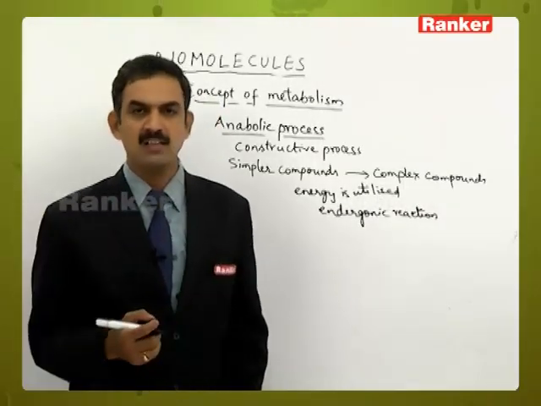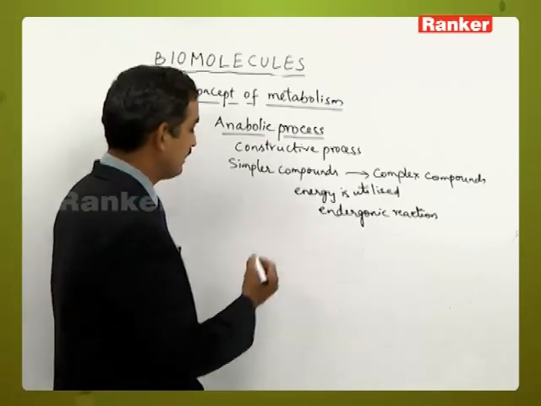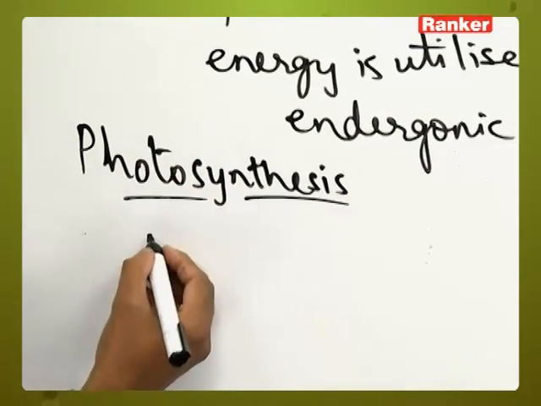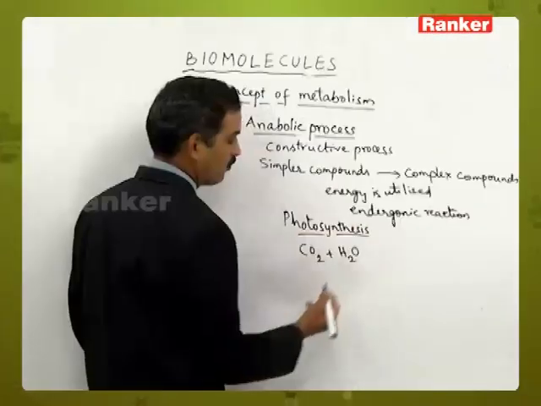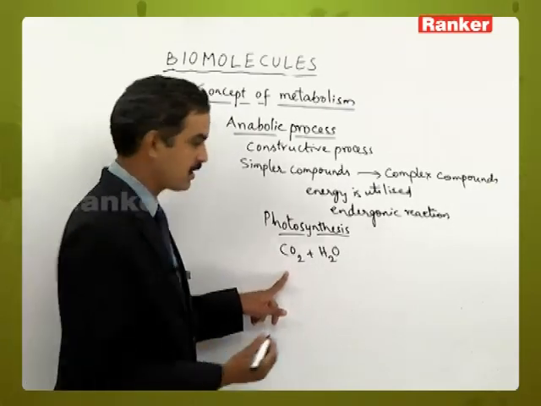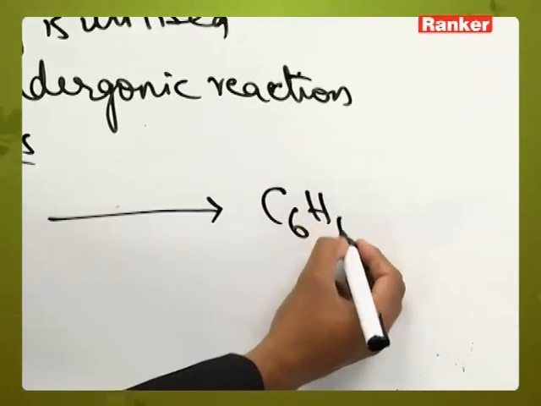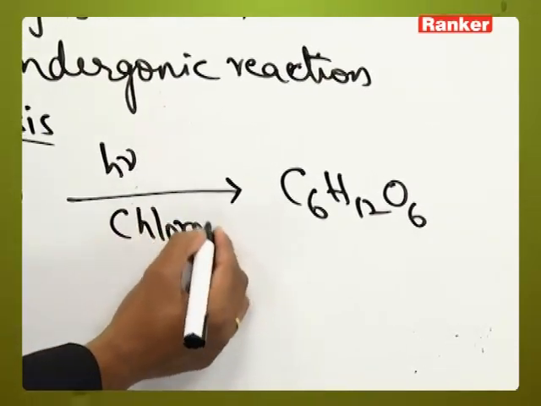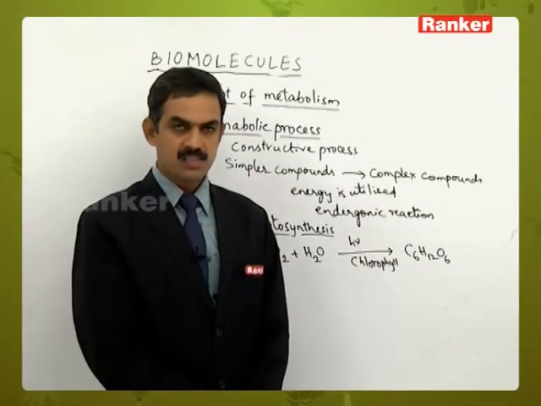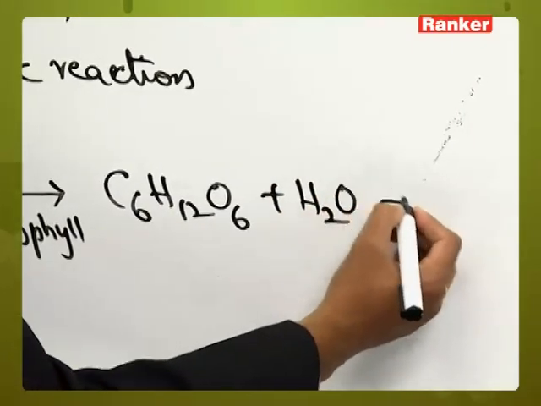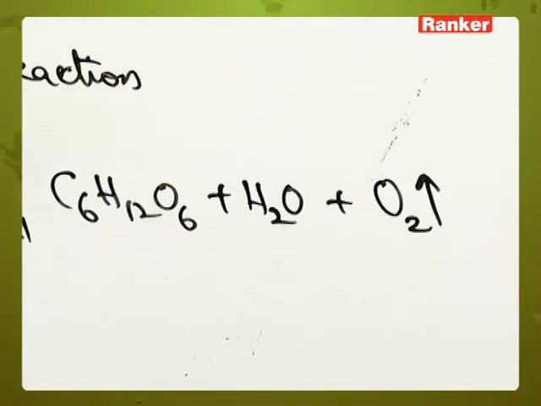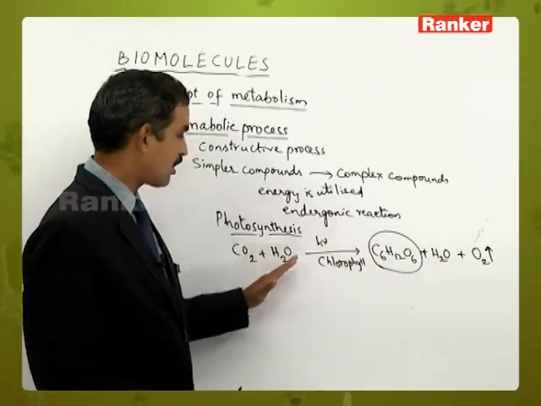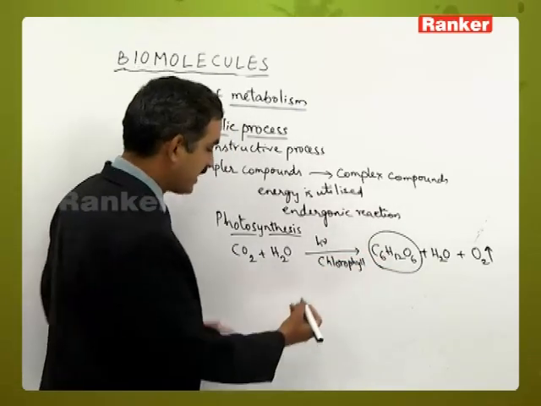Let's take one example in plants which is a part of the anabolic process, that is photosynthesis. We know that the substrates participating in this reaction are carbon dioxide and water molecules, which are simpler compounds. These two compounds are combined to form a glucose molecule in the presence of light and chlorophyll. Of course, in the process water is also being formed along with the release of oxygen. This is the main end product. So here it is a complex molecule. The two simpler molecules are taking part to produce a complex molecule. For this process, they need energy.